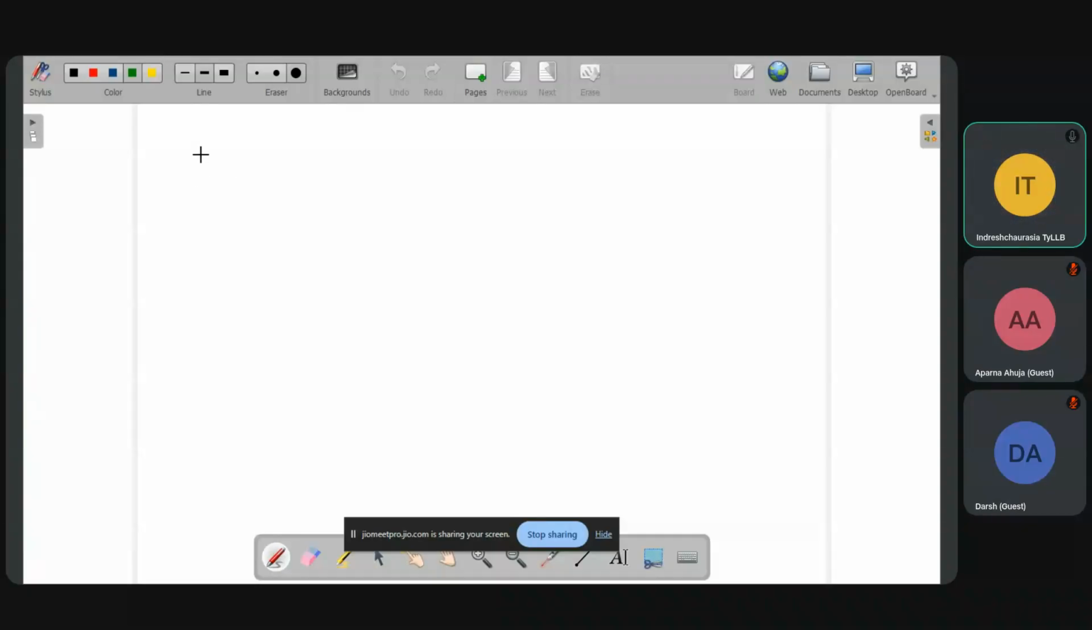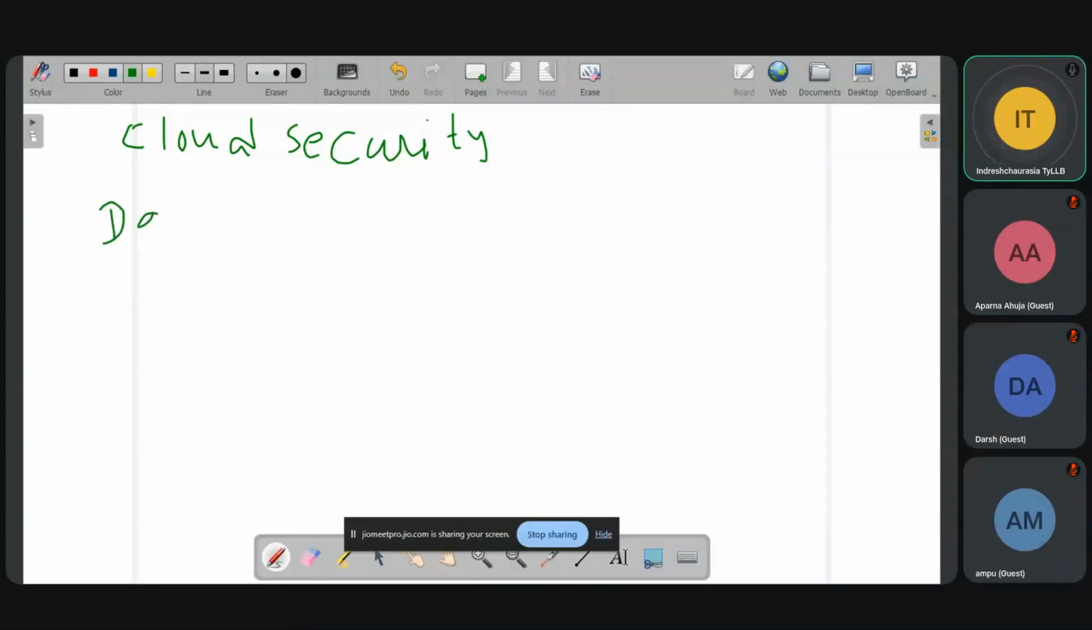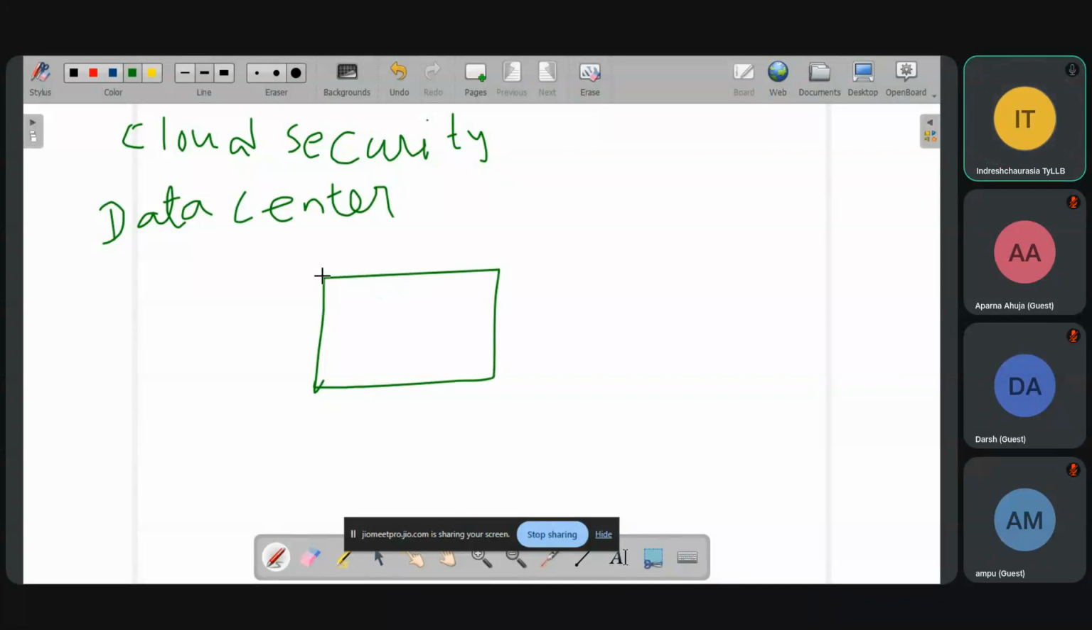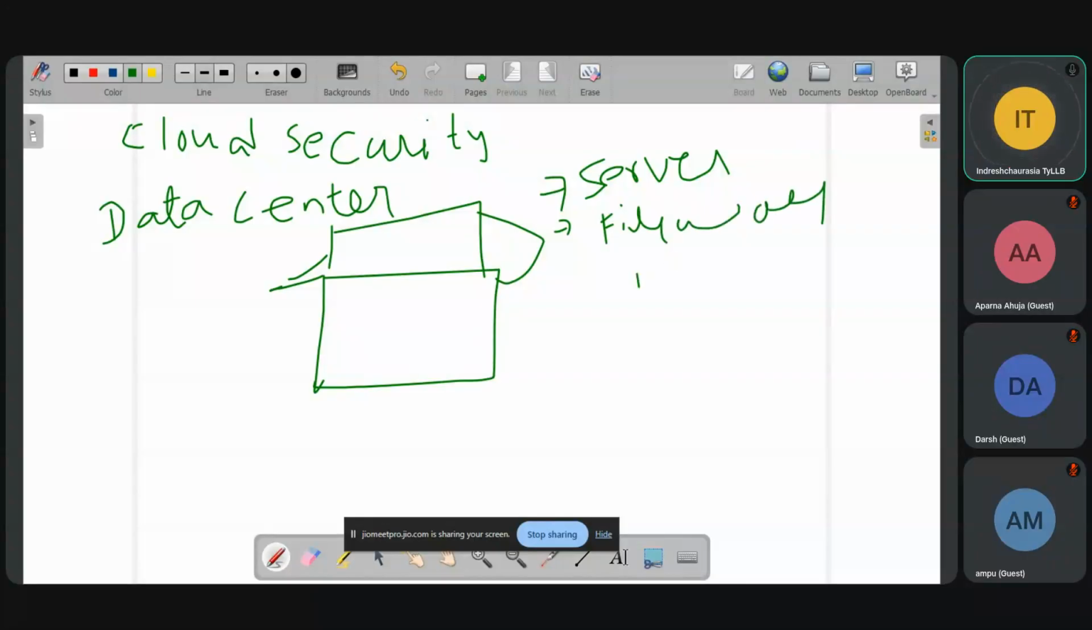Okay. So today we are going to start with cloud security. See what happens if a company is larger, they have their own data center. When I say the company has its own data center, what it exactly means is that there is one premises where all the servers, all devices like firewall, router, switch, everything is placed in this particular building.